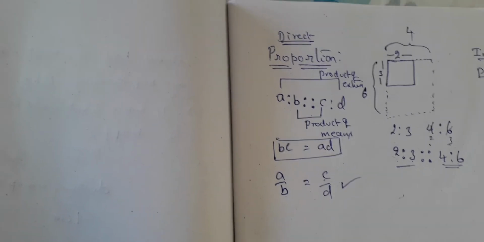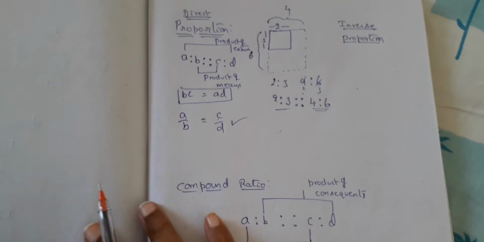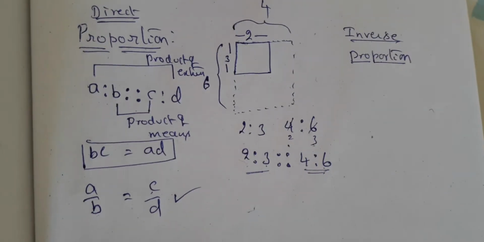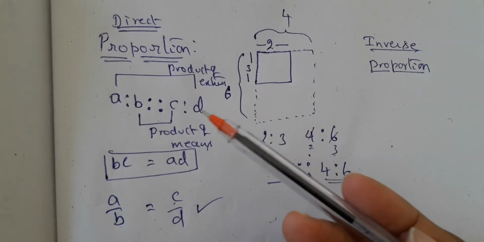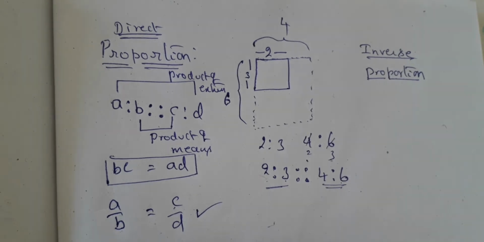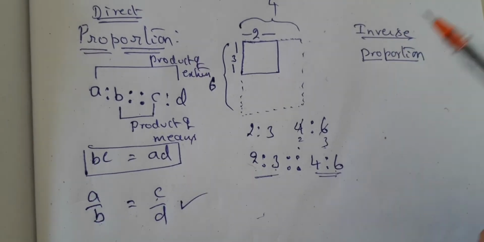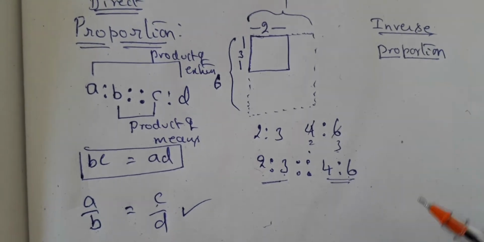Suppose you see inverse proportion. That means if one increases, see here what is happening. If the length is increasing, the length of the other one is also increasing. If the breadth is increasing, the breadth of the other one is also increasing. Inverse proportion means it is something like decreasing. That means it will be inversely related to each other.